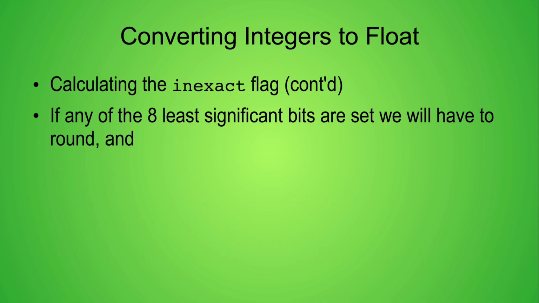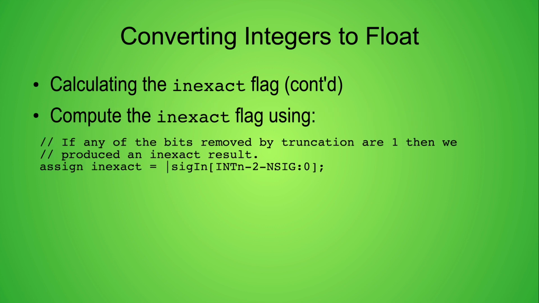So if any of the 8 least significant bits of our normalized significand is 1, then after rounding, we will have an inexact result. So we can compute the value of the inexact flag using this equation. This ORs together all of the bits in y bar.